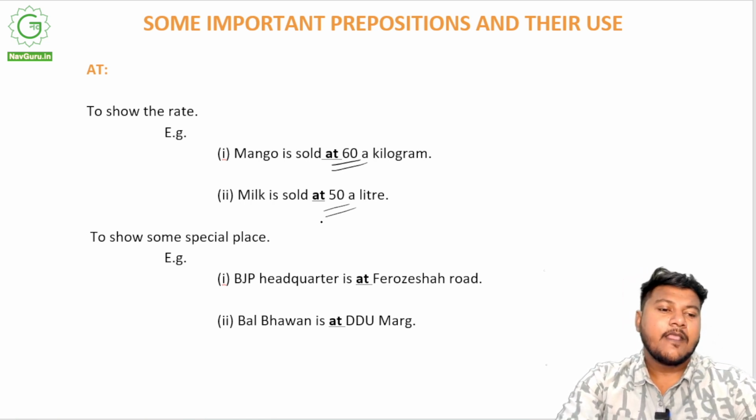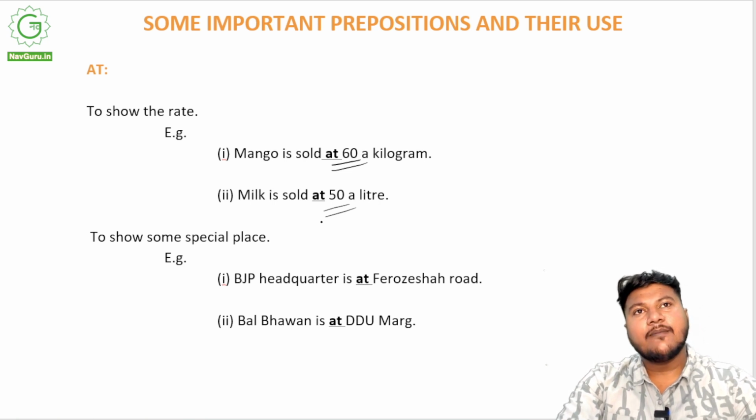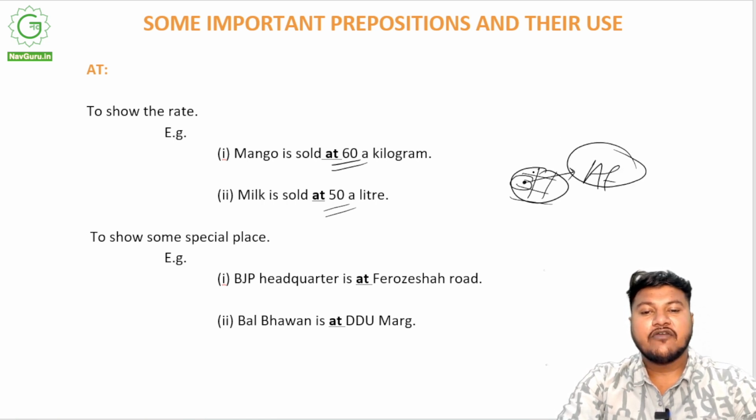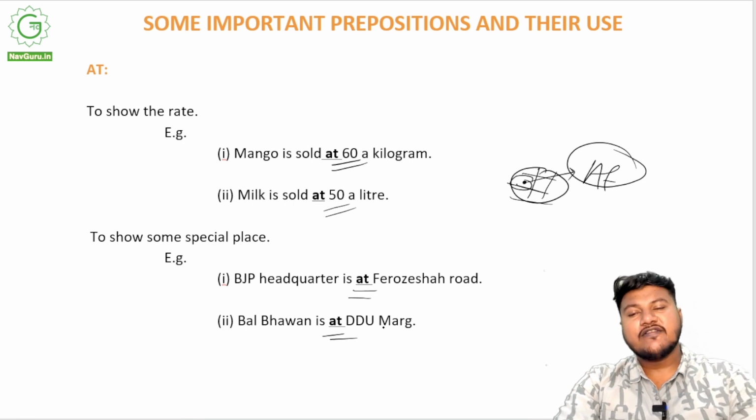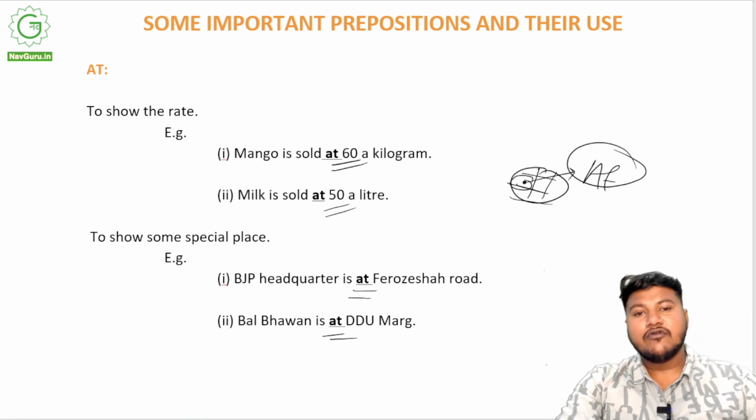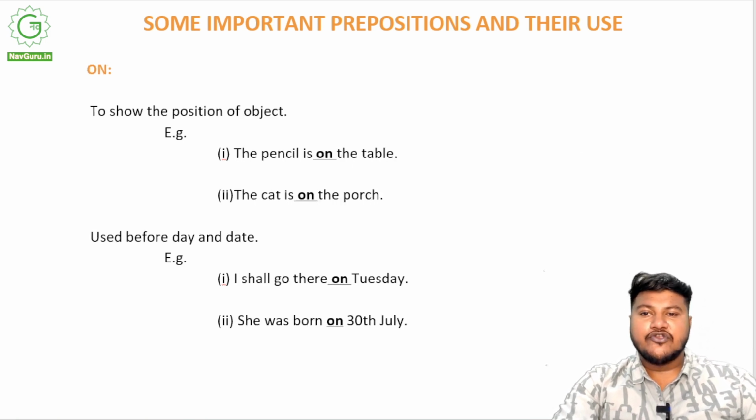Another case is if I have to show some special place, right? Like I know there is this particular place, there's a city, and there are a lot of places here. But if I'm pinpointing it to this particular place and I know this is what I'm talking about, I'll use at. For example, the BJP headquarters is at Firod Shah Kotla Road. Bal Bhavan is at Deen Dayal Upadhyay Marg, all right? So this is how we use at. We add the uses of at in our day-to-day language.